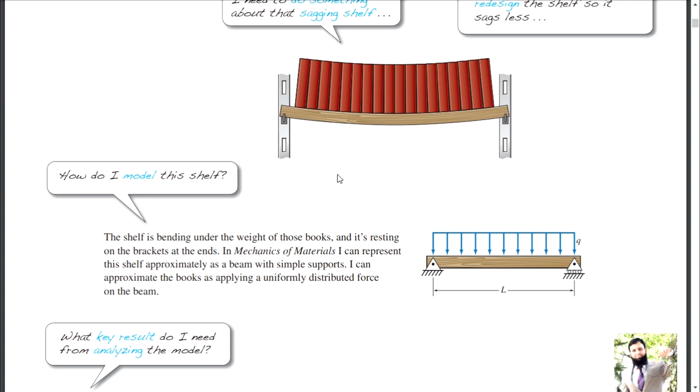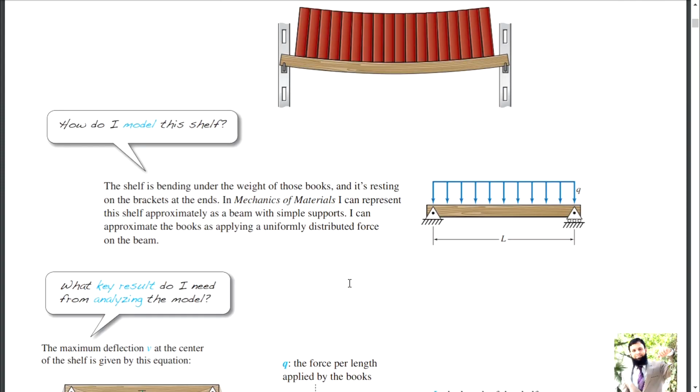And you can see that this beam is placed on these brackets, and these brackets can be modeled as a simply supported beam, or maybe you can model it in a better way with roller supports. Both are roller supports because these can move horizontally, but not vertically. Alright, very good example. So he has modeled it.